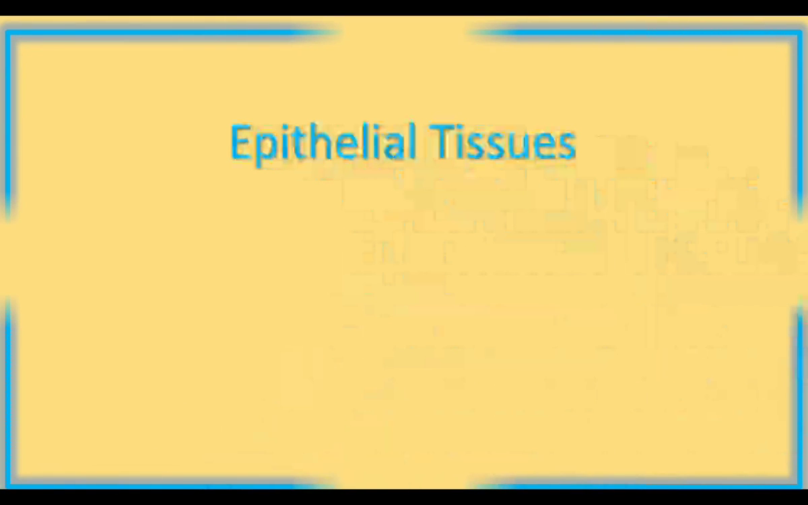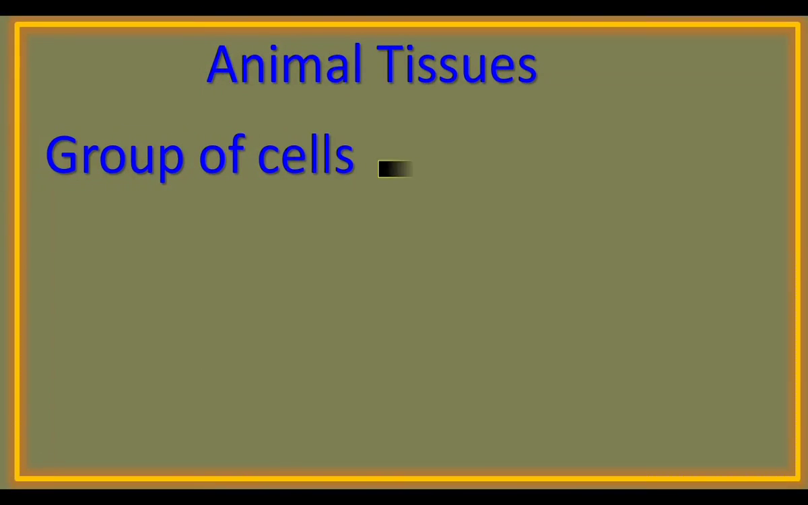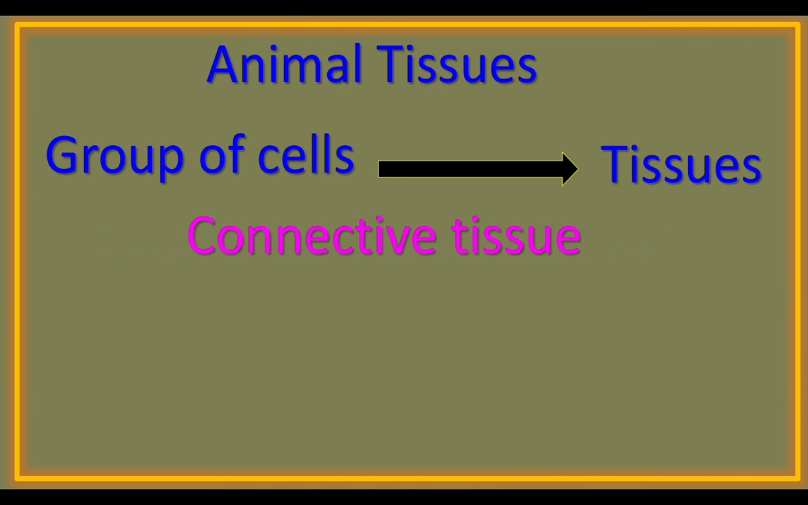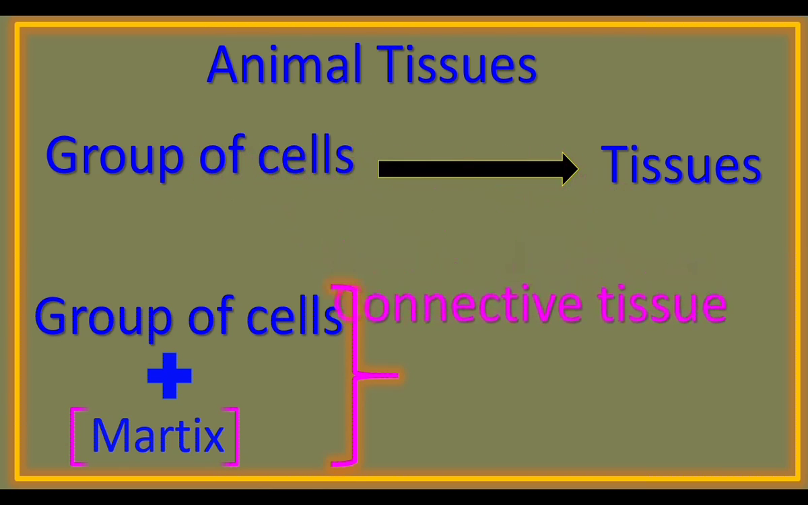Welcome to biology class. In the previous video, we discussed epithelial tissues. In this video, we will learn about connective tissue. A group of cells forms a structure called tissue. In connective tissue, in addition to the group of cells, an intercellular substance called matrix is present. The group of cells and the intercellular substance matrix together form the connective tissue.